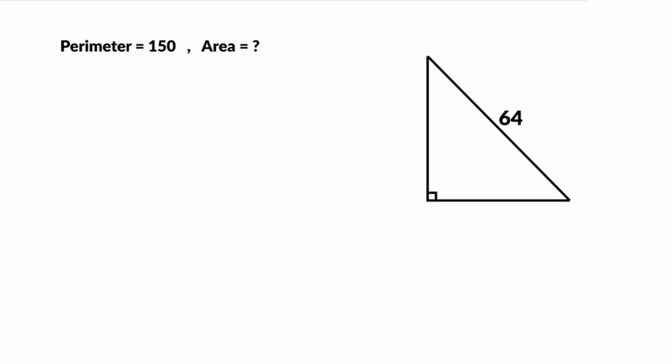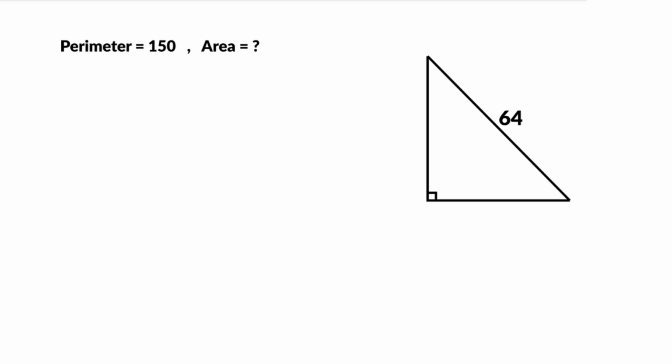Now, most people immediately try to calculate the two missing side lengths. But here's the interesting part. We actually do not need to know the individual sides at all. There's a very elegant algebra trick that lets us jump directly to the area.